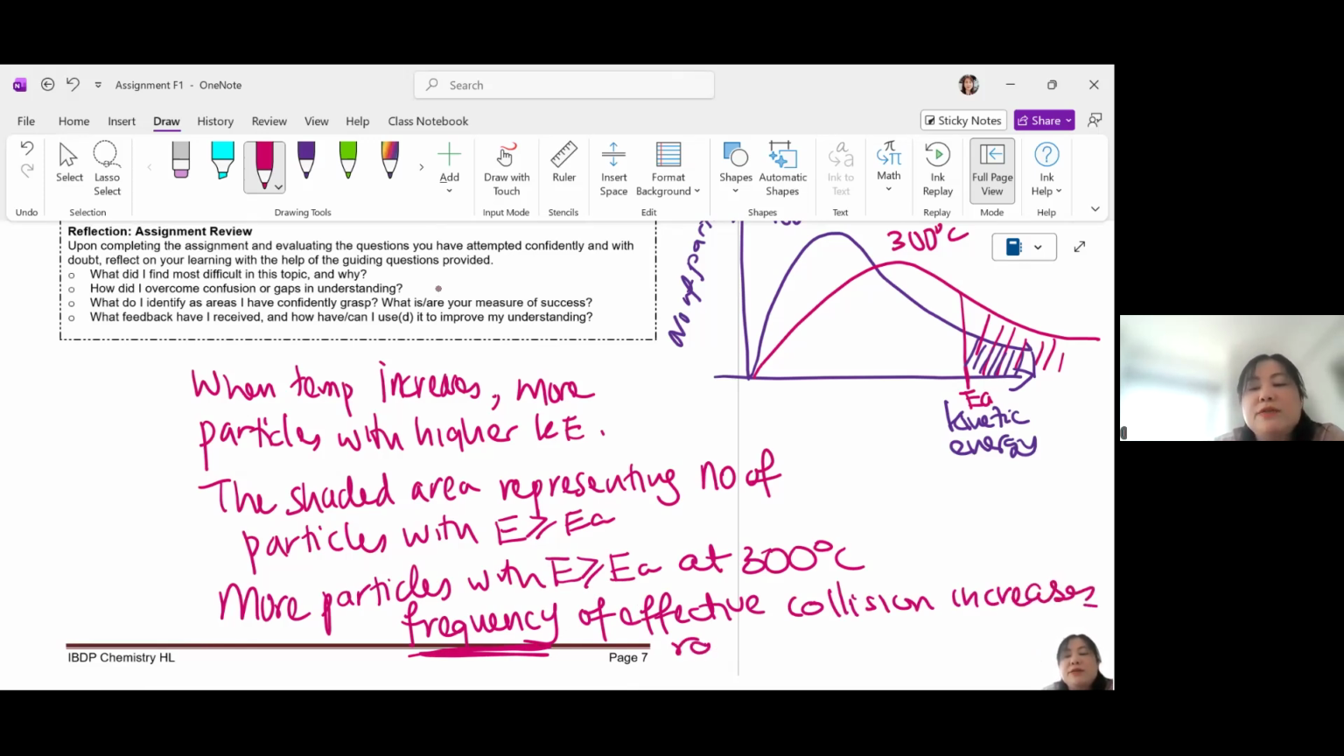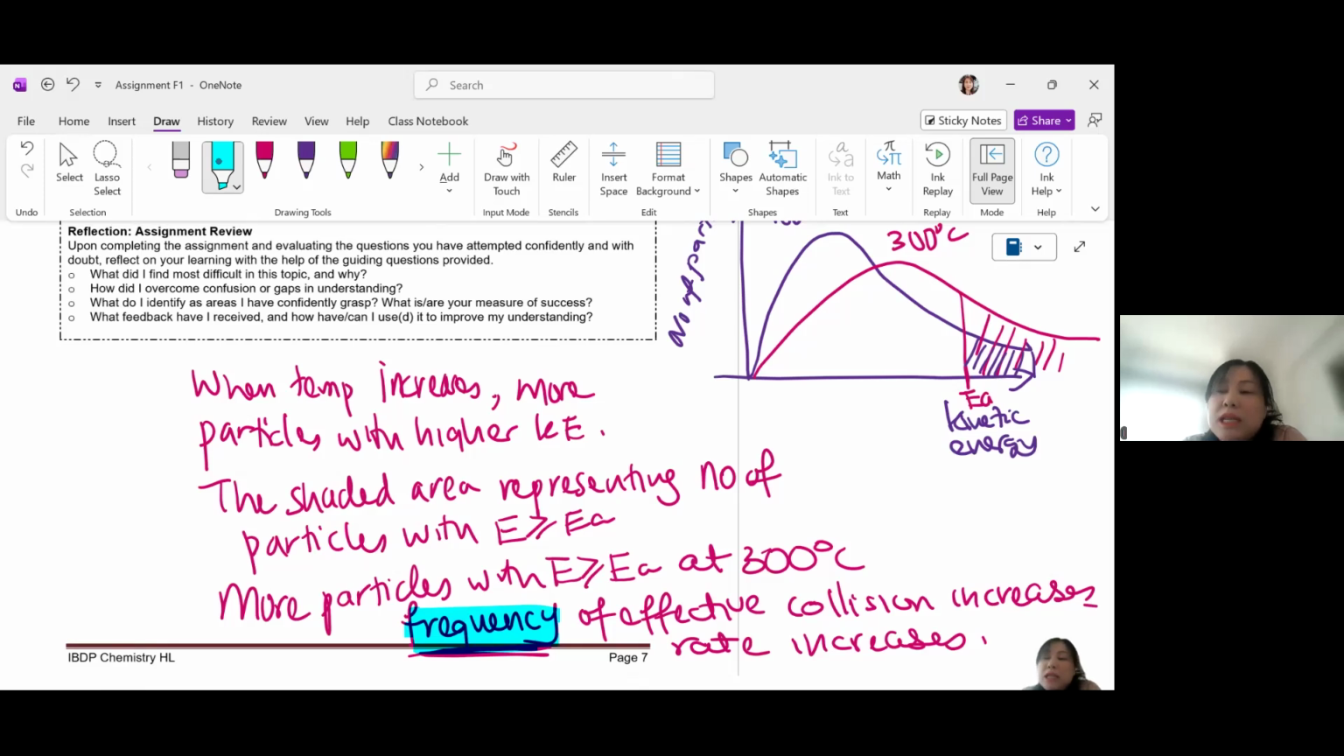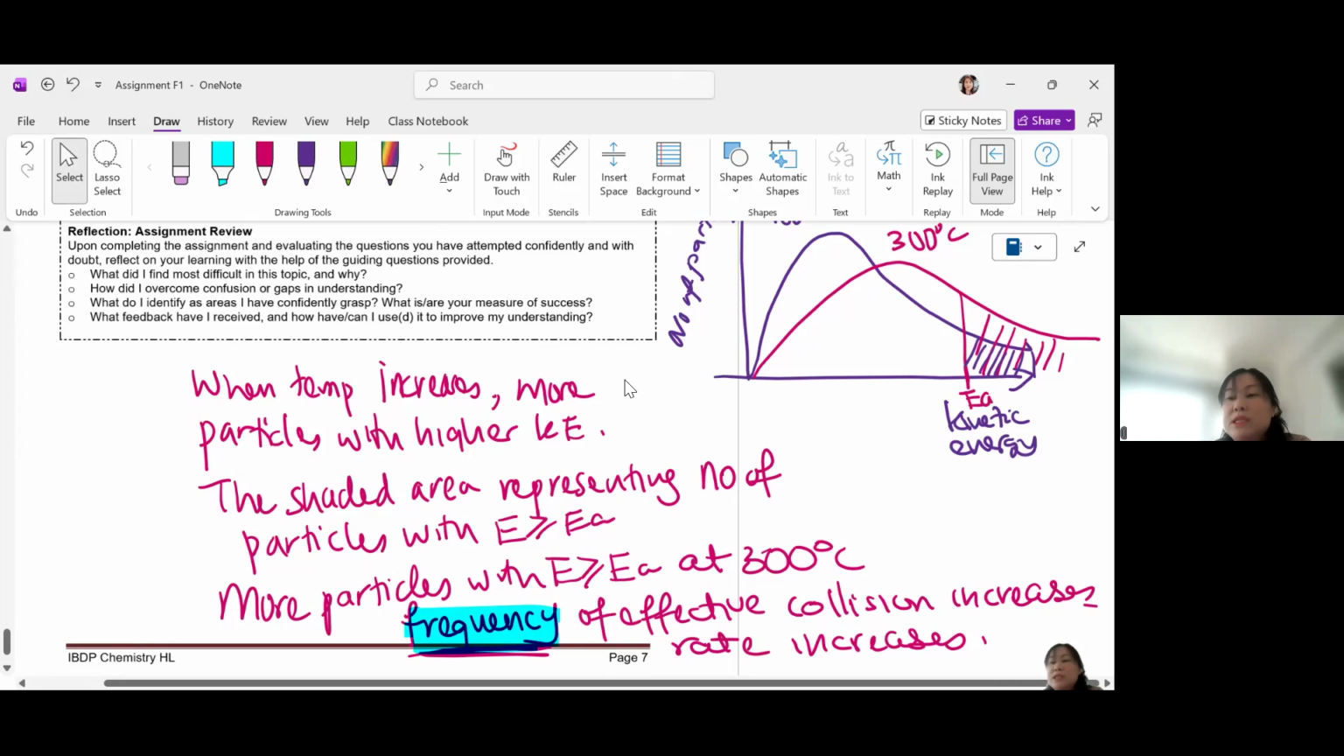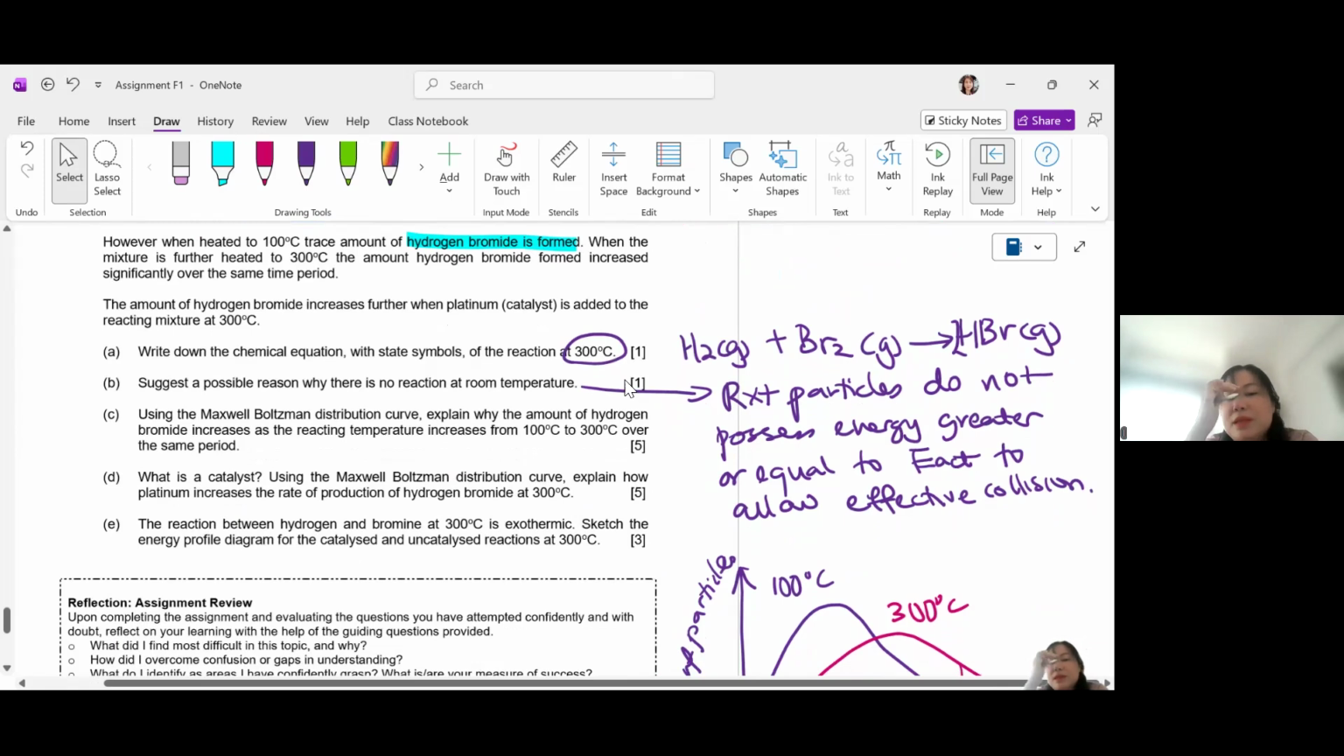And therefore rate increases. Let me highlight to you, you must use the word frequency. Frequency of effective collision, not the number of effective collision, because we're looking at rate, and rate has a time factor there. So we are seeing more particles with E greater than or equal to activation energy, and we're therefore seeing an increase in the frequency of effective collision, leading to an increase in the rate of reaction. Okay, so that is for 300 degrees.